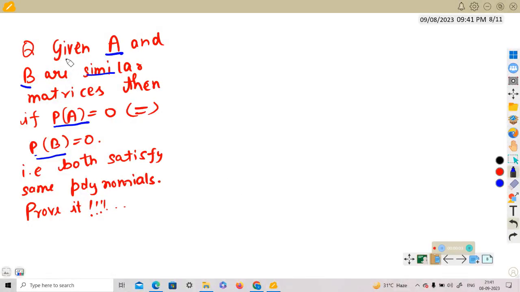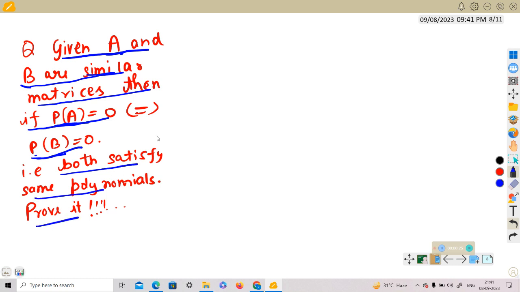Given A and B are similar matrices, then P(A) is equal to 0 if and only if P(B) is equal to 0. That means A satisfies a polynomial if and only if B satisfies that same polynomial. In other words, both satisfy the same polynomial. We need to prove this.